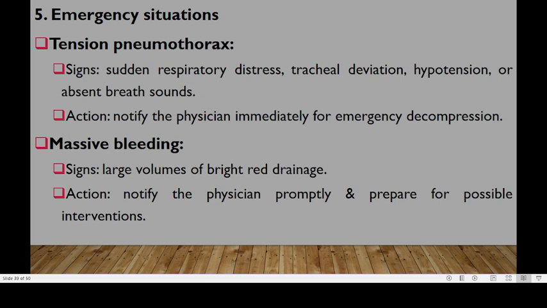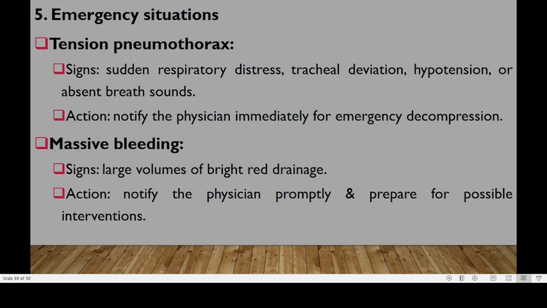So we have emergency situations when a patient is on a chest tube, like tension pneumothorax. Somebody may have tension pneumothorax, and what are the signs that will make you suspect that your patient is having it? Maybe sudden respiratory distress, tracheal deviation, hypotension, absent breath sounds. So what do you need to do in this case? You have to notify the physician immediately for emergency decompression.